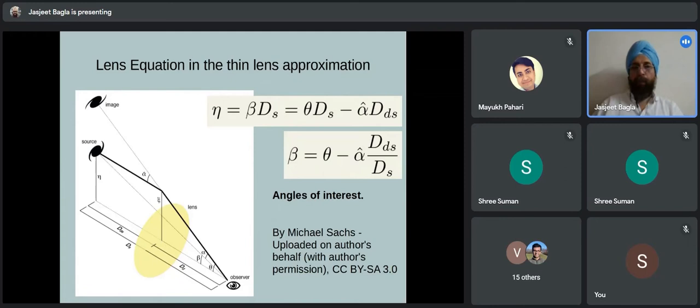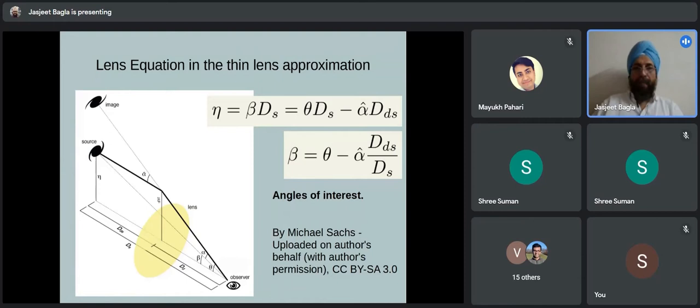This simplifies the problem considerably because in mathematical terms, it essentially becomes a one-step map. And arguably, it is a good approximation because the diameter of clusters of galaxies is a couple of megaparsecs, whereas distances from observers to clusters and from clusters to distant galaxies can be hundreds to thousands of megaparsecs. So essentially, the thickness of the lens is less than a percent of the relevant distances, and hence the thin lens approximation is a good one.